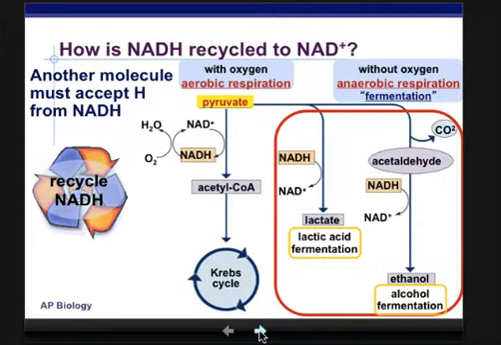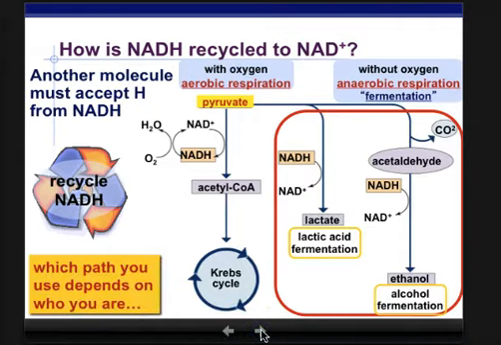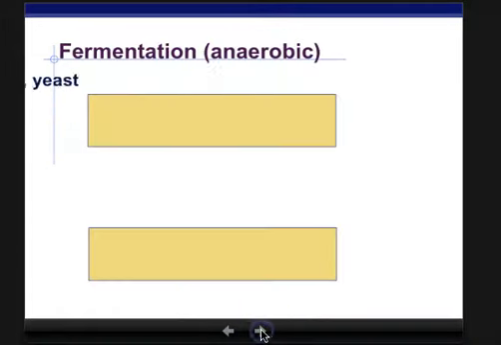It's fermentation. So if you've got oxygen, like a nice healthy human being running around after she just ate a bunch, then you're going to convert pyruvate and go through the Krebs cycle, get a bunch of energy, and recycle NADH. If you don't have any oxygen and you're a muscle, you're going to do lactic acid fermentation, or if you're a little single-celled yeast critter, you're going to go through alcoholic fermentation. So which path you use depends on who you are.